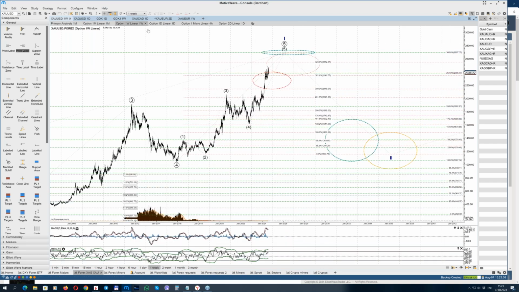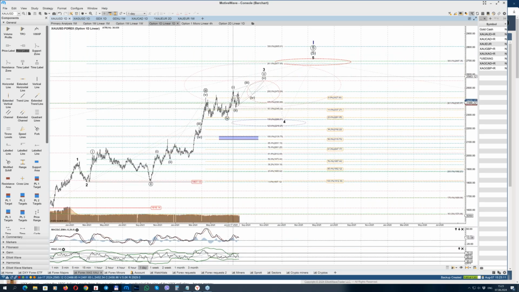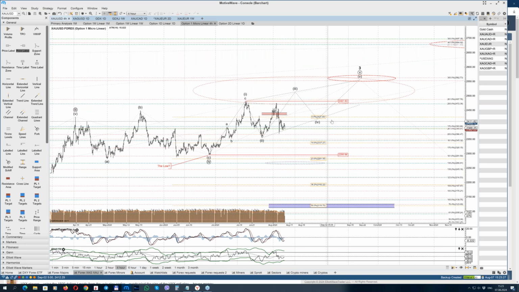The weekly chart, the daily chart. Internal wave structure presented on the option 1D linear chart is the ending diagonal within the wave circle 5 of 3. Ideal target for this wave structure is 2550 area. Internal wave structure is presented here. Basically nothing changed.